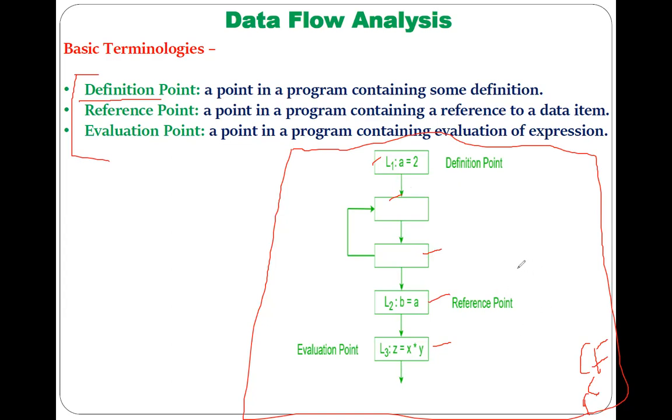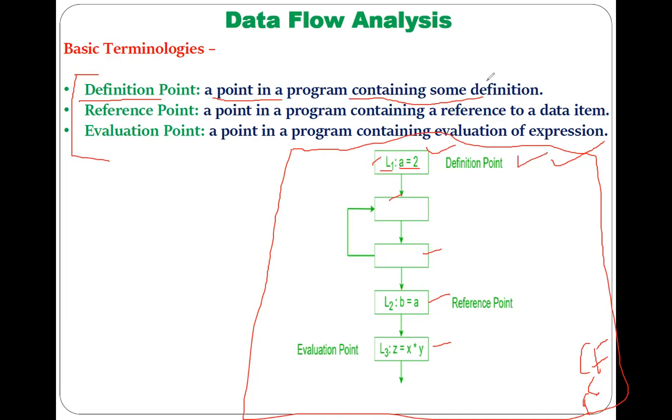Now what is the definition point here? A point in the program containing some definition is called a definition point. In this control flow graph, this is the definition point. L1 is one basic block, A equal to 2. So here we have defined something. What have we defined? We have defined A and assigned the value 2 to A. That is the reason it is called a definition point.